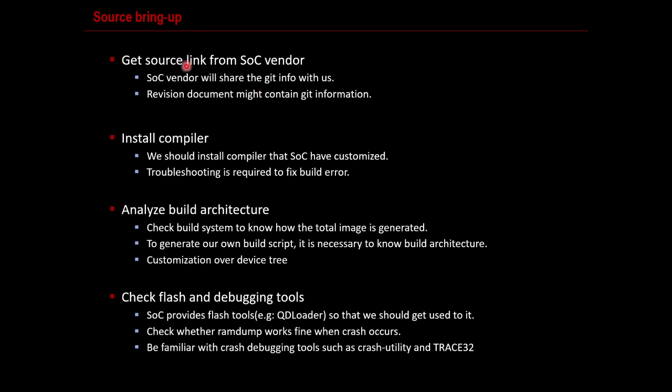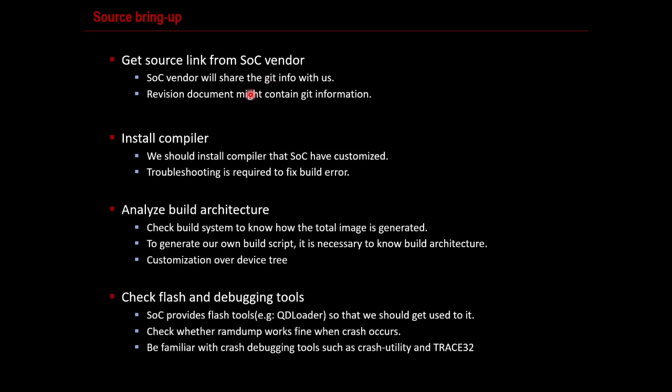The first thing we have to do is get the source code from the SoC vendor. If your chipset and SoC vendor is Qualcomm, then you will get the source from Qualcomm. The source code from the SoC vendor is called BSP. When the SoC vendor releases the BSP code, they provide us with the Git repository information to pull the source code. So we have to be familiar with Git commands.